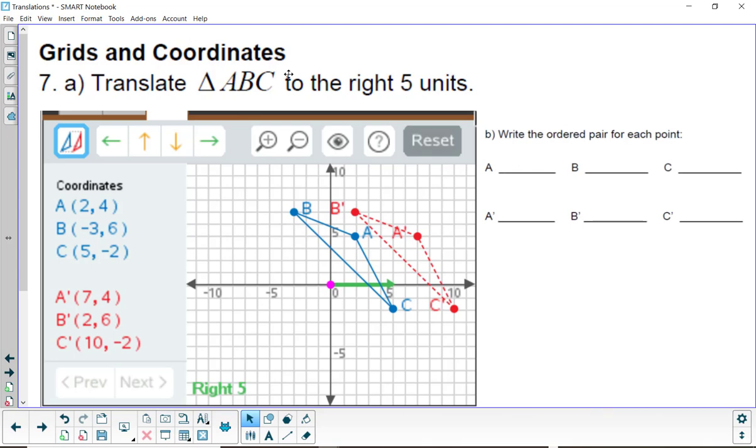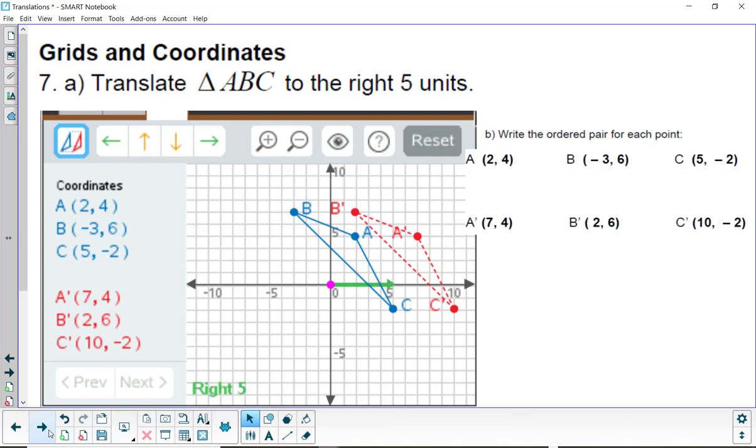Again, you should have these filled in right now. Press pause if you have not done so, and look for patterns. So let's go ahead and double check your work, see that you did write the coordinates correctly for A prime, B prime, and C prime. And look for patterns in those coordinates, especially when you talk about how we translated it. Press pause if you need to.